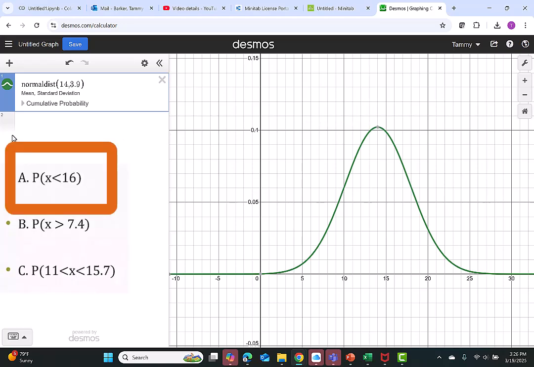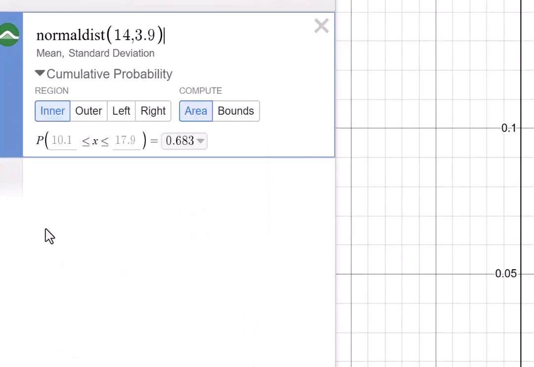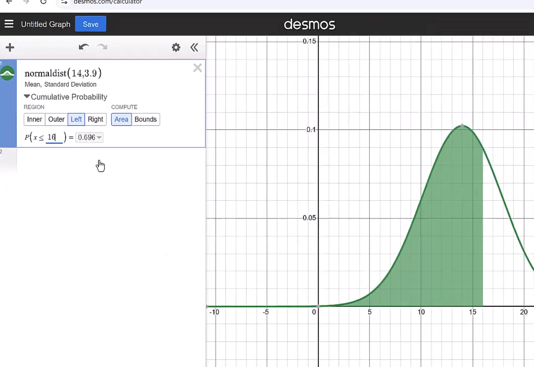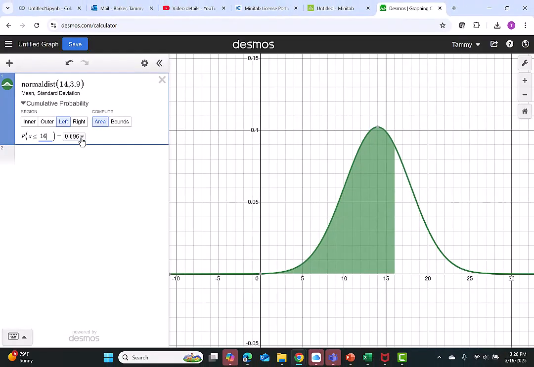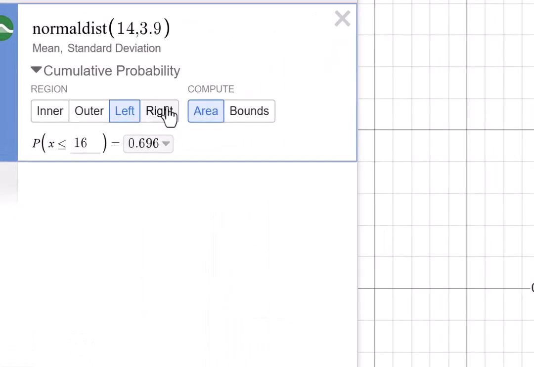Now we want to find the probability that x is less than 16. I'll hit my arrow down by cumulative probability. Because we're doing less than, we know that's to the left. Let's put in our value of 16, which says our probability is 0.696. Remember, you can always get more decimals by clicking the arrow down. Next, we want to find the probability that x is greater than 7.4. Greater than goes to the right. We'll change our bound to 7.4, which gives us a probability of 0.955.